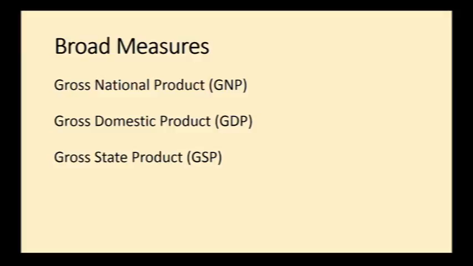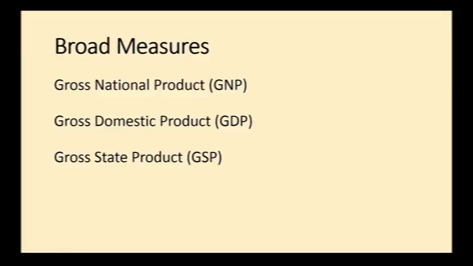Gross national product, gross domestic product, and gross state product are tracked on a quarterly basis. In the primer, which was written back in the 90s, they were only tracking state product on an annual basis. But there are some groups out there that are able to do gross state product now on a quarterly basis. And that information is provided by the Bureau of Economic Analysis.